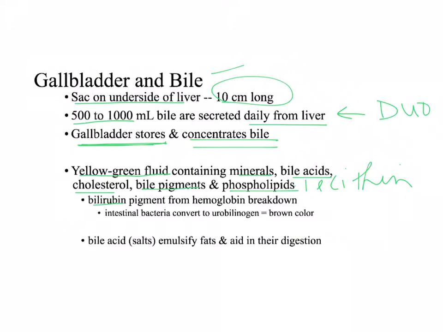It's green because it's the breakdown of the heme from the hemoglobin. Eventually it'll go from green to brown, and I already told you that. The bile salts are going to help emulsify the fats, and it's going to help us digest them. Sometimes they say if you're missing your gallbladder, you have a harder time digesting fats. Some people do and some people don't, so it totally depends on the person.